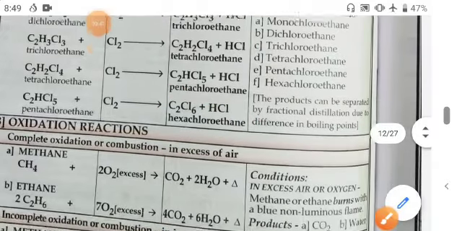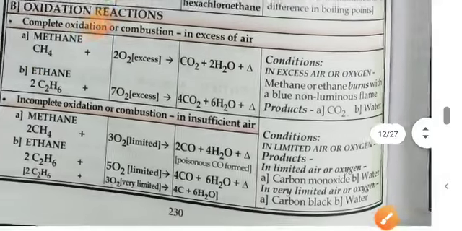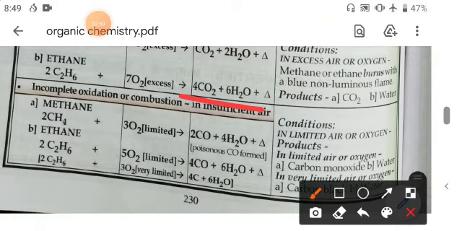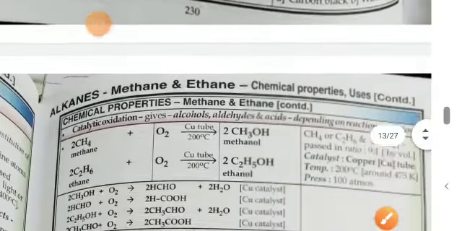Then the oxidation reaction. When it reacts with oxygen, it gives carbon dioxide and water and releases heat. These are exothermic reactions. Ethane also releases carbon dioxide and water plus heat. If incomplete oxidation occurs, it releases carbon monoxide gas, which is poisonous, along with water and heat. Ethane also releases carbon monoxide and water.